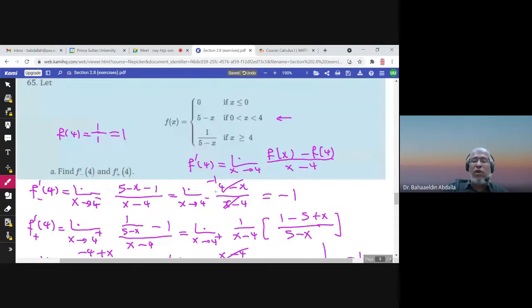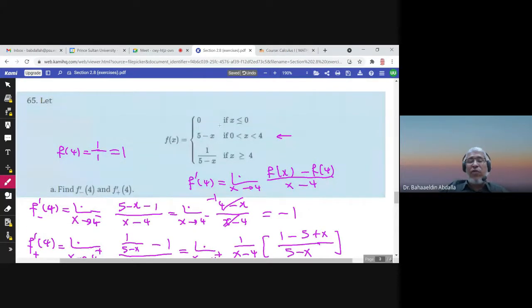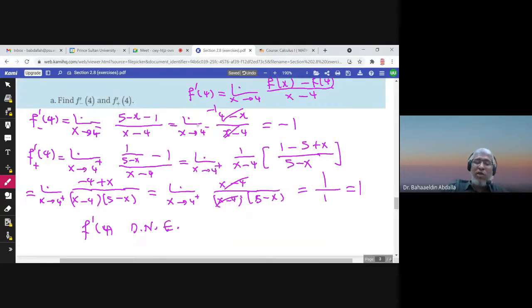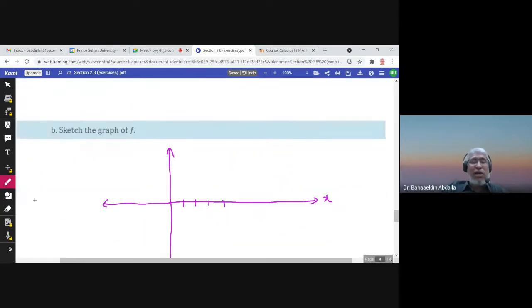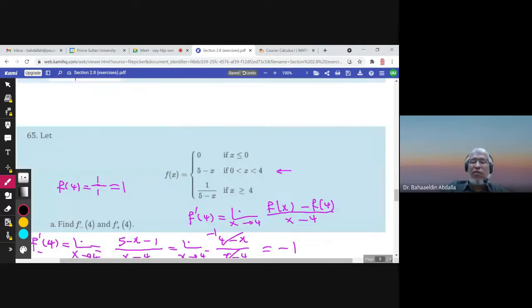Now look. To the left of 0, when x is less than or equal to 0, the function is 0. So y equals 0. What is the graph of y equals 0? It is this line. And this point is included. Okay, so this is the graph when x is less than or equal to 0.